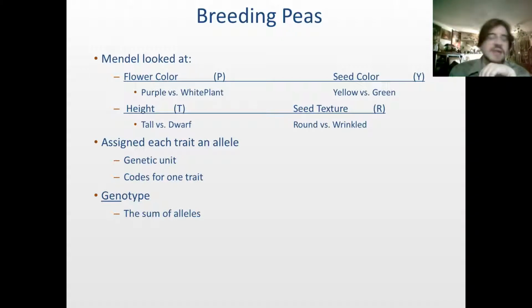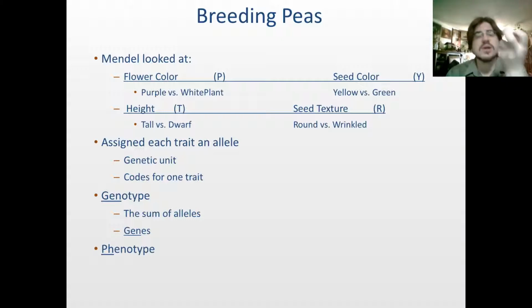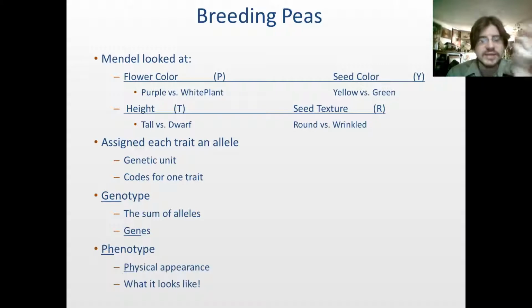That's the genotype, which can be contrasted with the phenotype. The phenotype is the physical appearance. In other words, what is expressed, what it looks like. So why have genotype separated from phenotype? Well, what does a homozygous dominant flower color pea plant look like? What color is its flowers when it's homozygous dominant? Did you say purple? Good for you for listening.